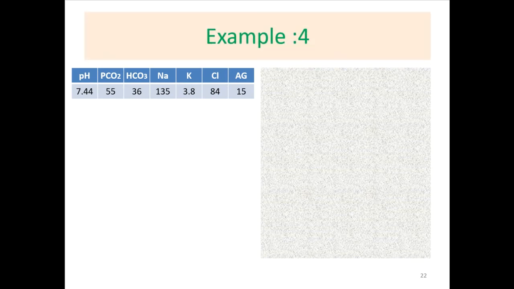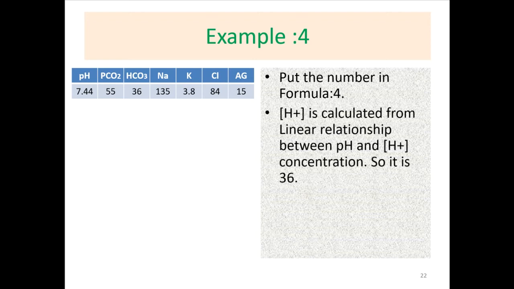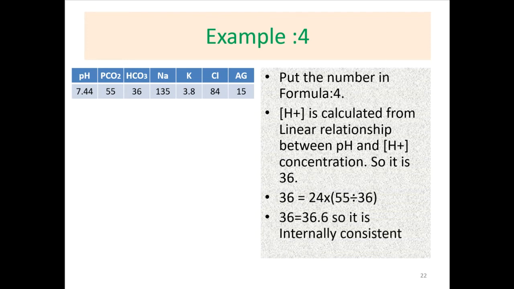Example: put the numbers in the formula. H+ is calculated from the linear relationship between pH and H+ concentration, so it is 36. 36 equals 24 multiplied by 55 divided by 36. 36 equals 36.6, so it is internally consistent.